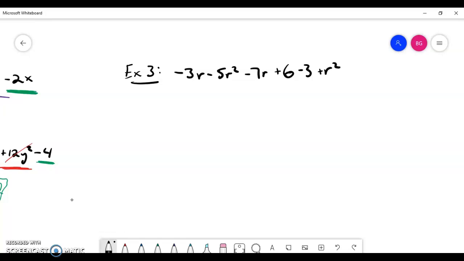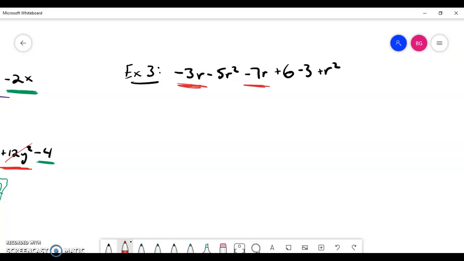Okay, so coming back together, I'm going to find my like terms to start. I see I have a negative 3r, so I'm looking for everything that just has a single r. Going through here I see negative 5r squared. Nope. Hey, I got a negative 7r, so I'm going to include that with that one. Then I got a plus 6, a minus 3. Nope, those don't have any variables.